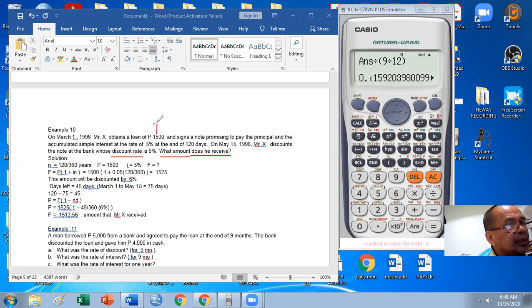So, this will be your present worth. This will be your interest rate, and this will be your N. What will be the future worth? Using the formula F = P(1 + IN), that is 1500 times (1 + 0.05 times 120/360), which is 1525. This is what he should pay. But since this will be discounted by 6%.